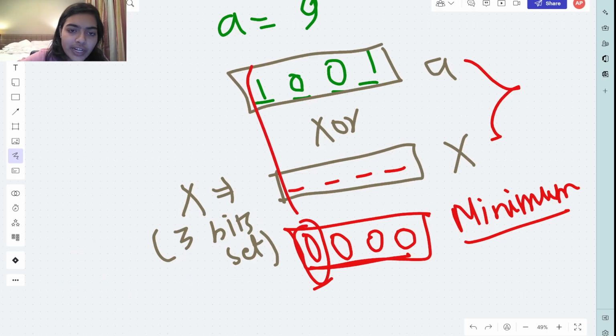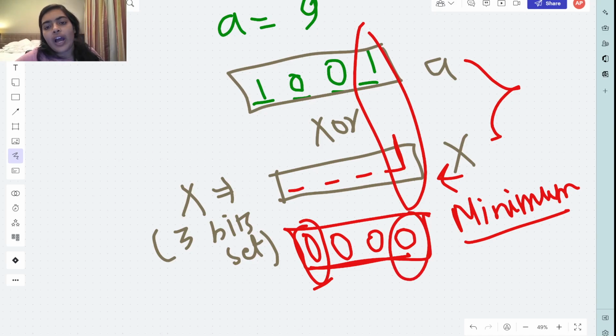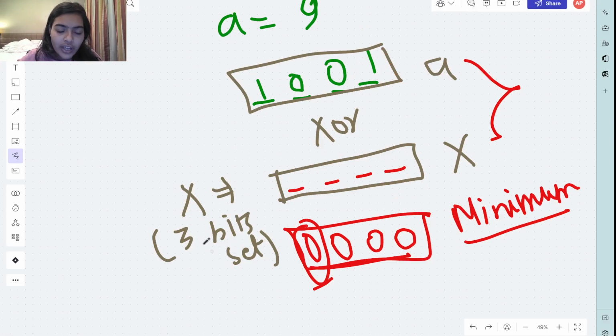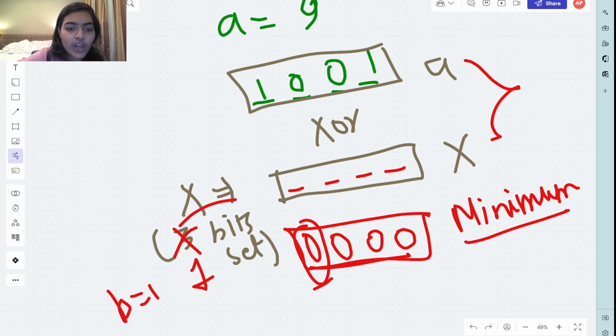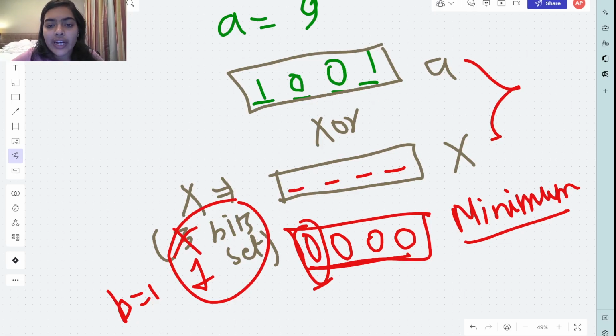So where are you going to set the bit? Are you going to set the bit here such that 1 XOR 1 will be 0 here, or are you going to set the bit in X here such that 1 XOR 1 will be 0? This is a very interesting question. Let's take the example when B is equal to 1. In that case, you only have 1 bit to set, and this is your A. Where are you going to set the bit?